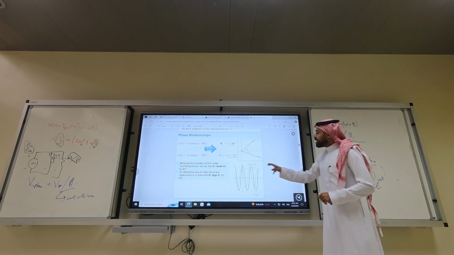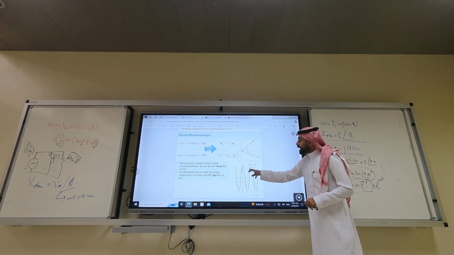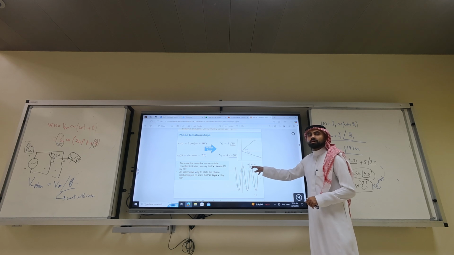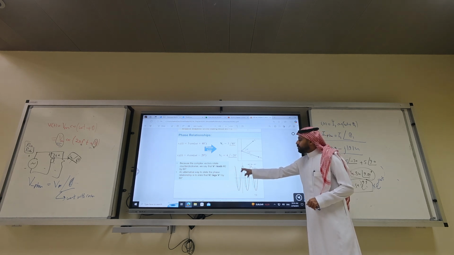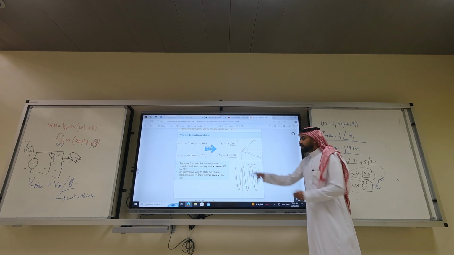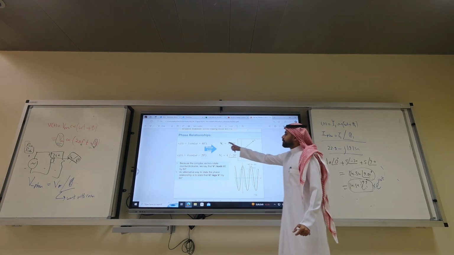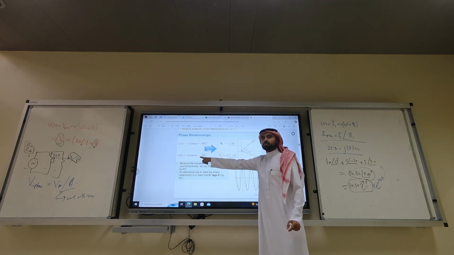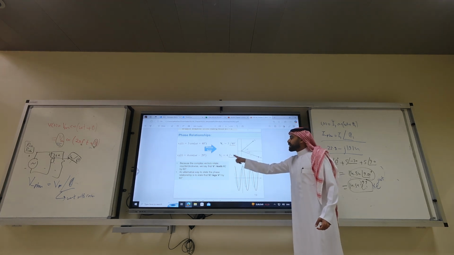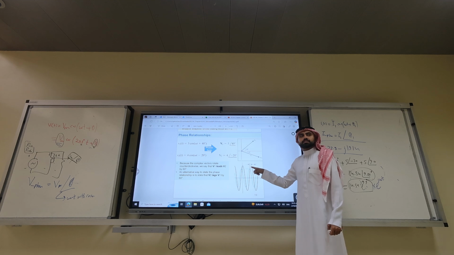How does this look in real time? In real time, the peak of V1 appears before the peak of V2. That difference is the phase shift. The phase shift is what? 40 minus 20 is 60 degrees.